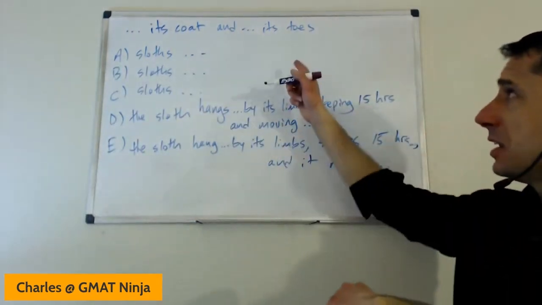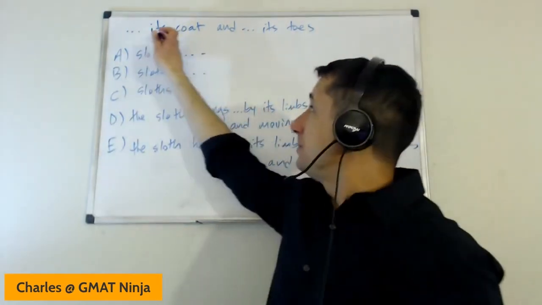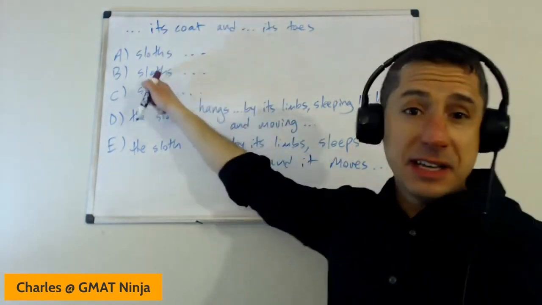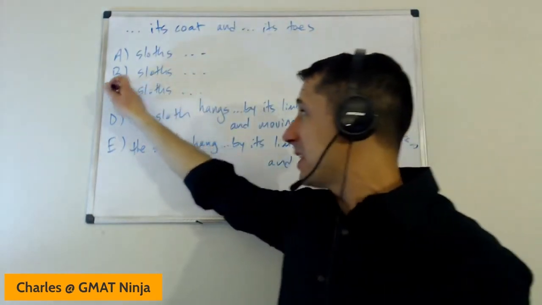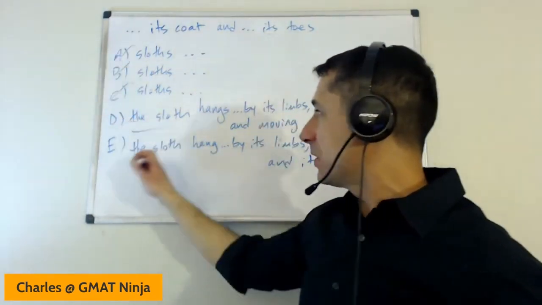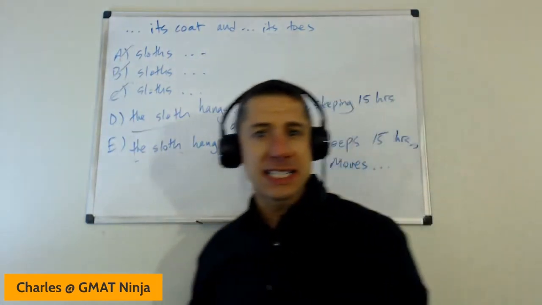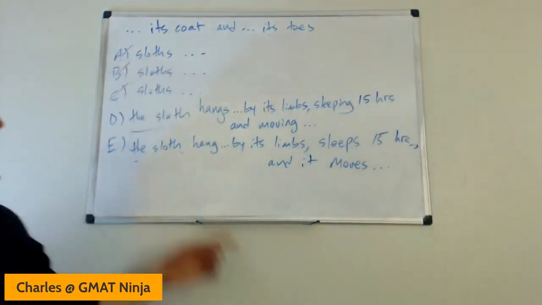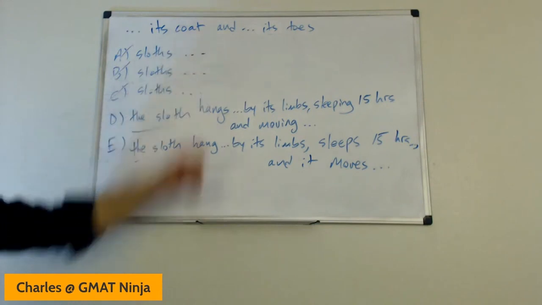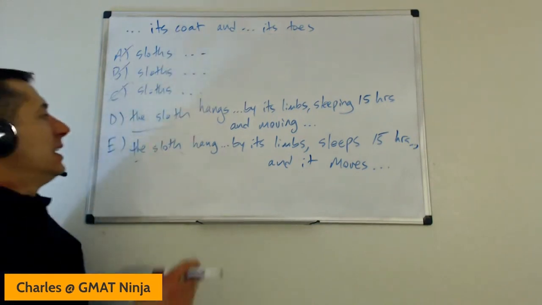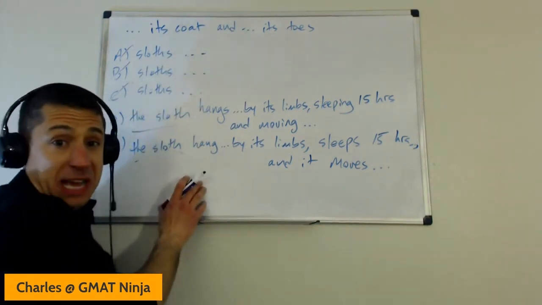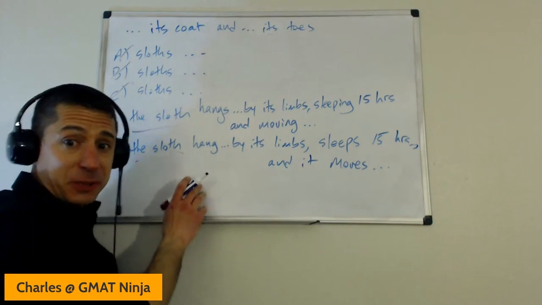words in here. So its coat, its toes, A, B, and C are out immediately. Can't be sloths. Got to be sloth singular, which is getting harder and harder to say as I get more sleep deprived. The sloth singular, its coat, its toes, fantastic. So now we're down to 2. And now, okay, what's different between these two?